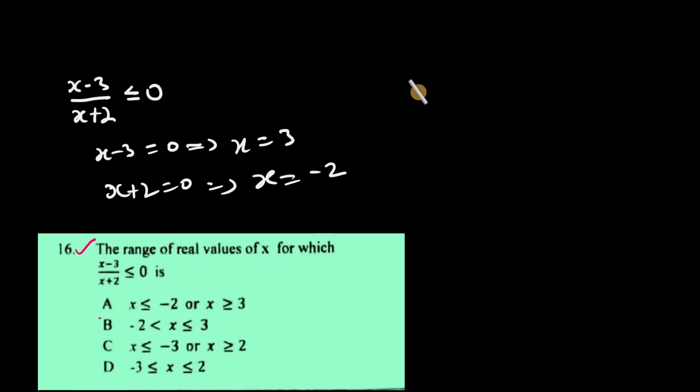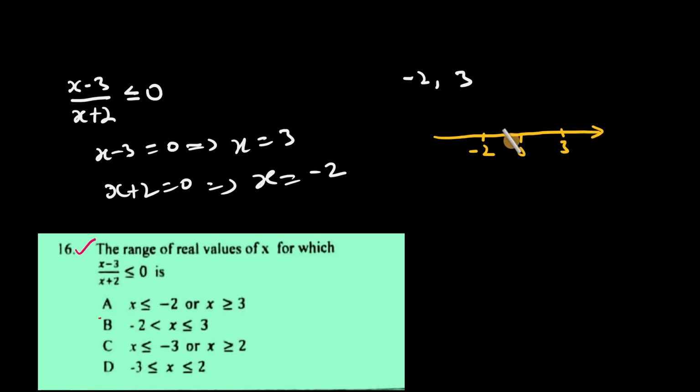Now, there are two values of x, minus 2 and 3. These two values are called critical values. We represent them on the number line. That is 3 here, minus 2 here. On the number line, positive numbers are on the right side of 0 and negative numbers are on the left side of 0. That's why I put minus 2 here and 3 here. Now, there are three regions on this number line. The region below minus 2, the region between minus 2 and 3, and the region above 3.